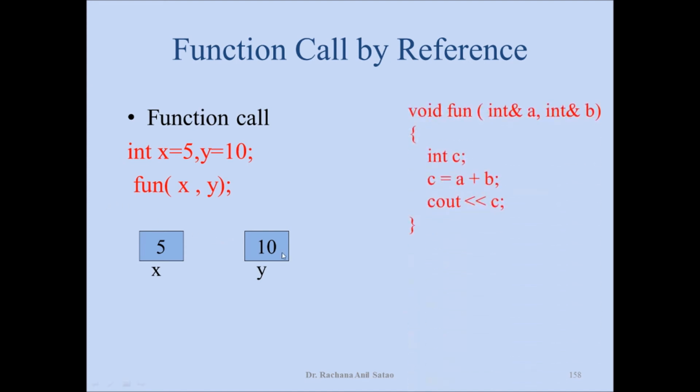Now, in the function definition here, instead of only integer a and integer b, I am saying integer ampersand a, integer ampersand b. That means I am creating a reference to this x as a and a reference to this y as b. So I am not creating new memory locations. I am just using references for this x and y. That means now this x is also known as a and this y is also known as b.